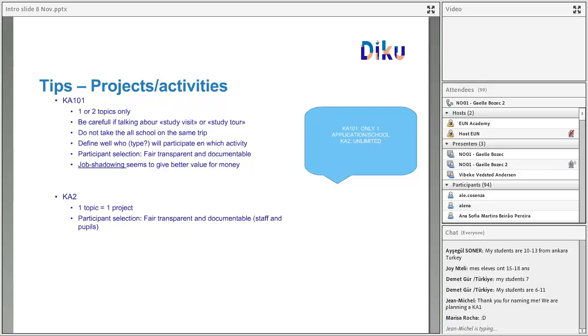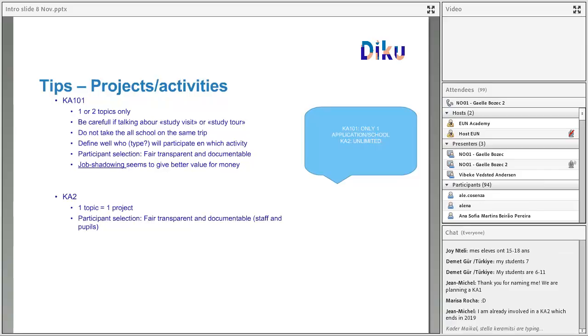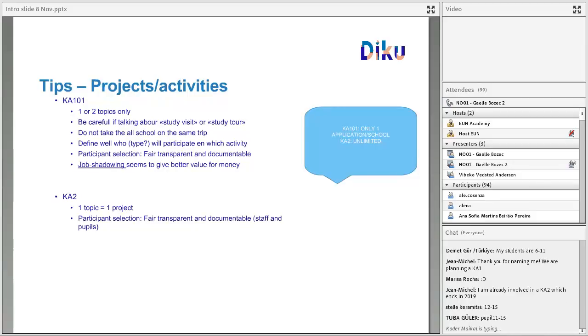Okay. When it comes to KA2, one topic, one project. You can apply for a lot of partnerships. So you should have one topic, one project. And the same, participant selection should be fair, transparent, and documentable. And that applies for staff and pupils. Everybody should have the possibility to be in the project.